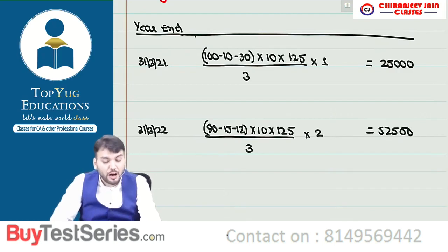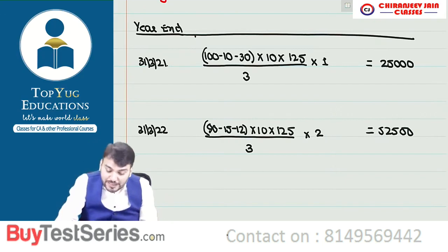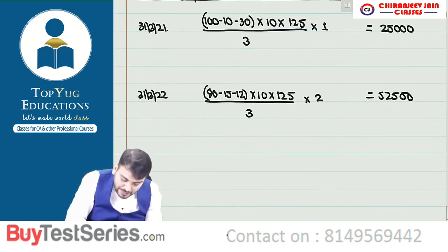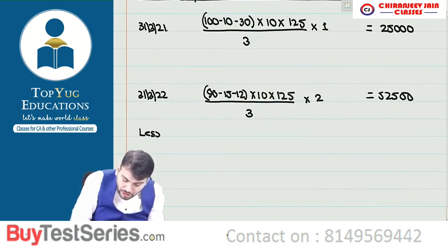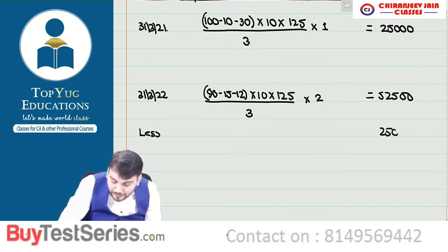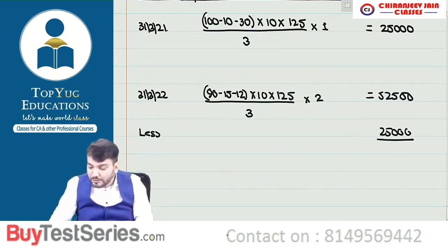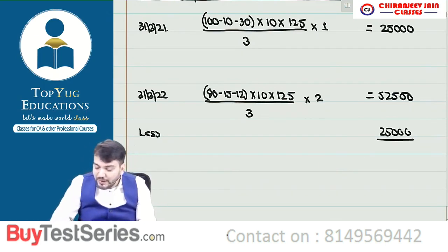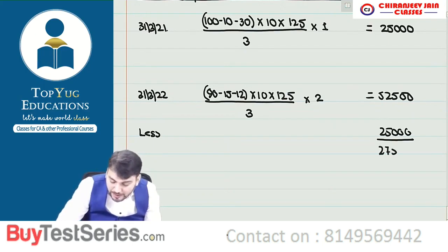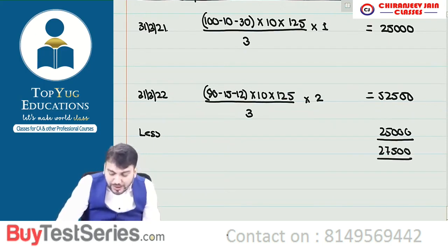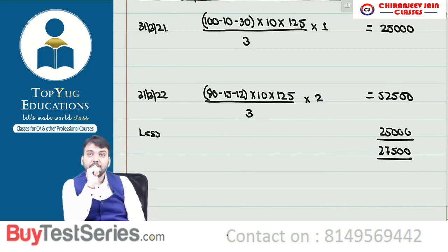Out of which how much is already recognized? 25,000. So we will subtract from this the expense which is already recognized, 25,000. So tell me, how much will be recognized in the second year? 52,500 minus 25,000 is equal to 27,500. This point, have you understood?